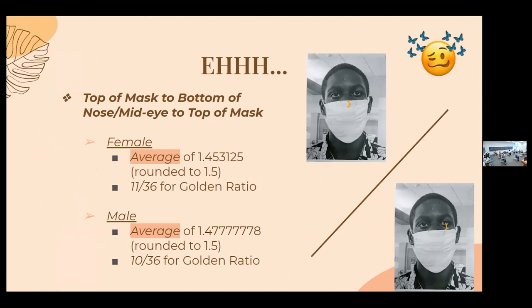Data for top of mask to bottom of nose divided by the mid-eye to the top of mask were not so great, as the female's average is 1.45 and the male's average is 1.47, which is not really close to the golden ratio. Frequencies for the female were 11 out of 36, and the male's frequencies were 10 out of 36 for the golden ratio. However, we would like to say that we included this in our presentation because even though they didn't see the golden ratio, the participants did see a certain ratio, seeing as how the frequencies and the averages are pretty close to each other.